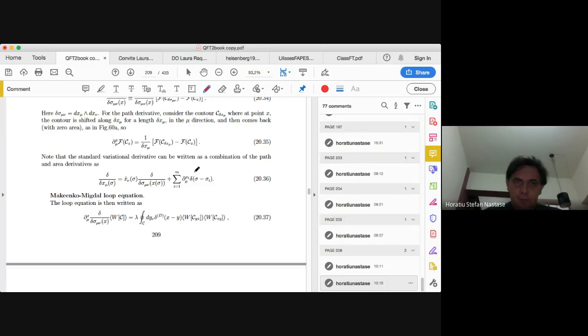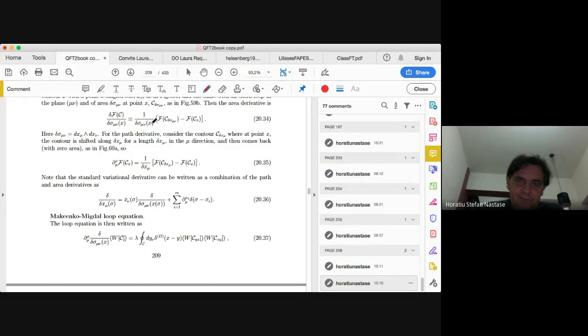Now the standard variational derivative with respect to x mu of sigma can be written as a combination of the path and area derivative in the following way. So it's x dot nu of sigma, the area variation, delta over delta sigma mu nu of x of sigma, plus sums over all the points x_i of the variation with respect to x mu, and then delta of sigma minus sigma with the point I singled out.